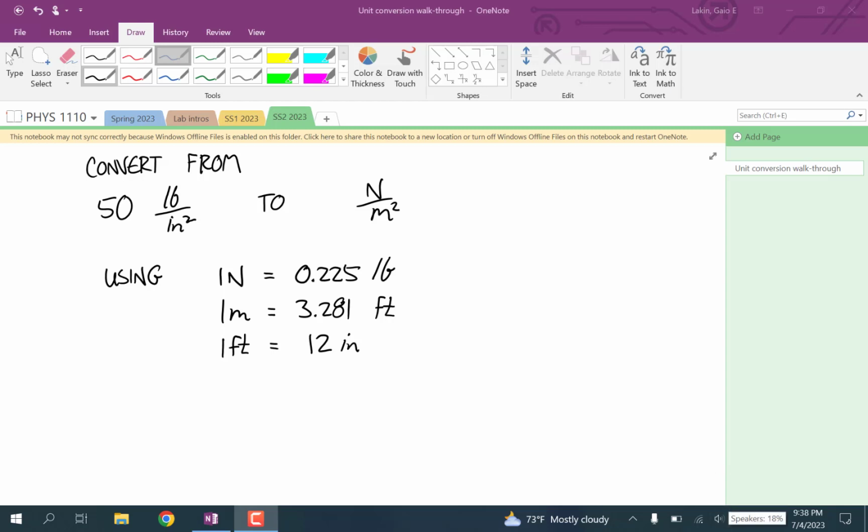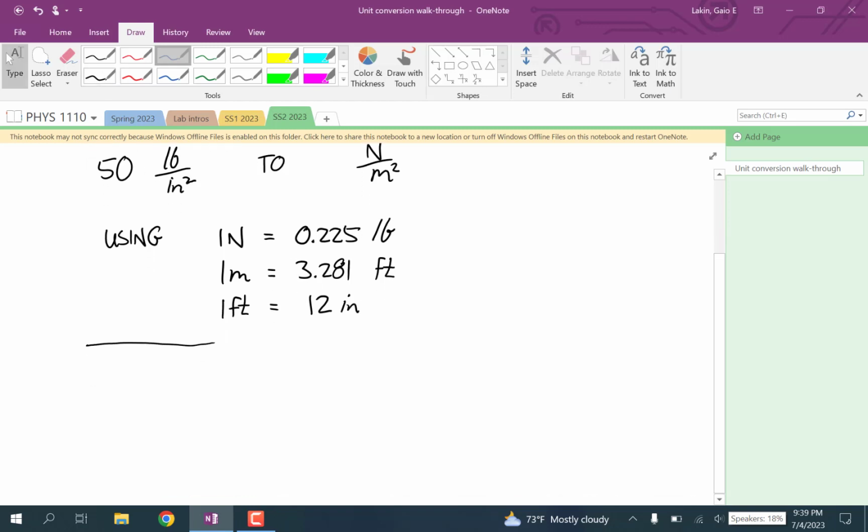Okay, so we're going to start this problem by making clear what's in the numerator and what's in the denominator. So I'm going to write down 50 pounds in the numerator. And then there's our fraction bar. And then instead of inches squared, I'm going to write inches times inches. To me, that makes it easier to remember to do all the converting that you have to.